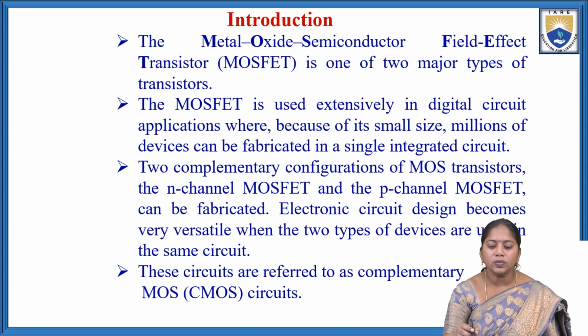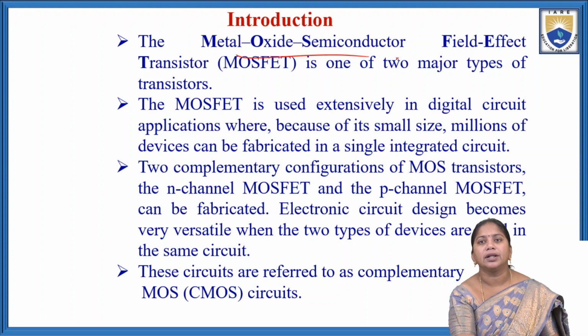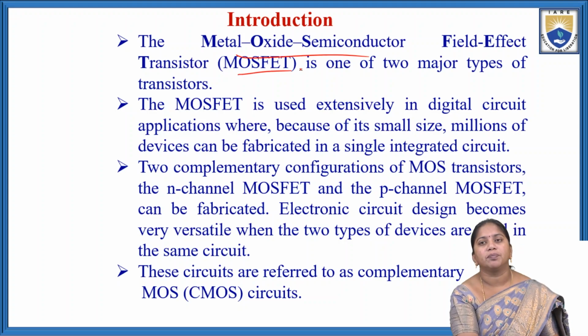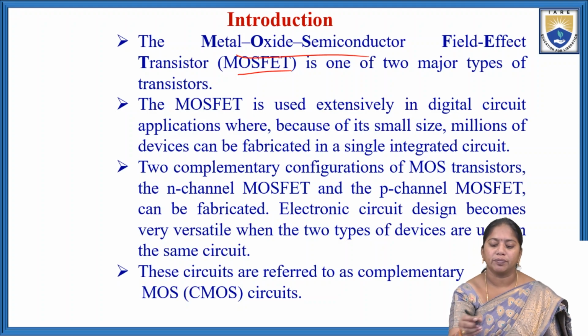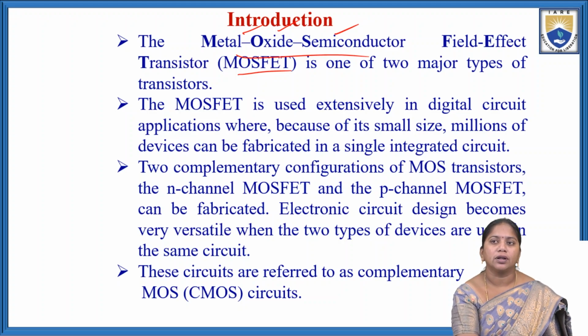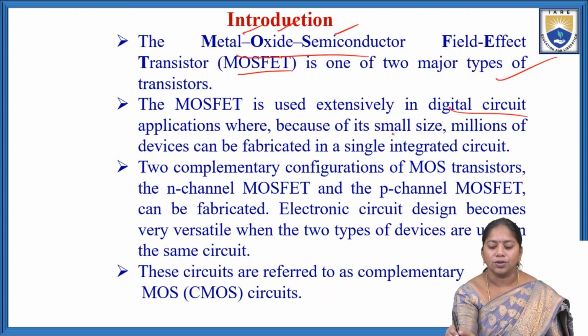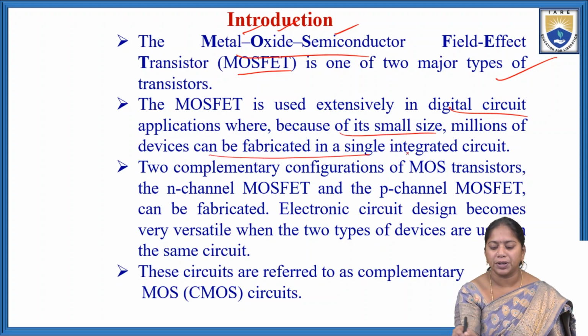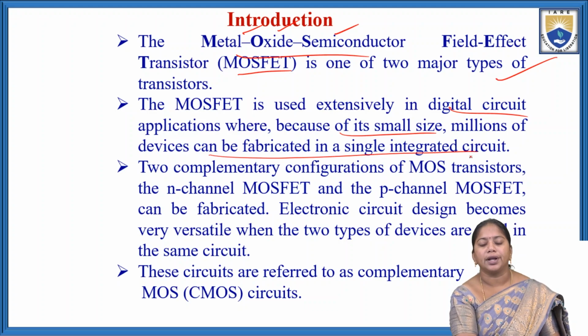The metal oxide semiconductor field effect transistor is simply called the MOSFET. It is one of the two major types of transistors. The MOSFET is used extensively in digital circuit applications because, owing to its small size, millions of devices can be fabricated in a single integrated circuit.